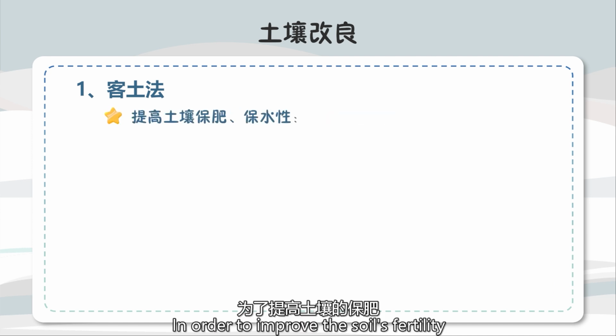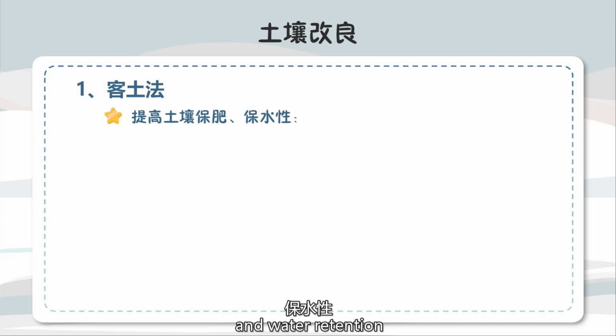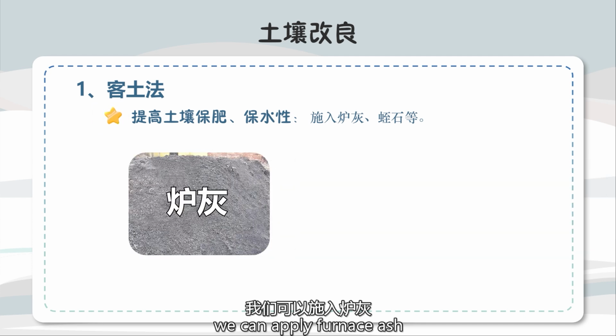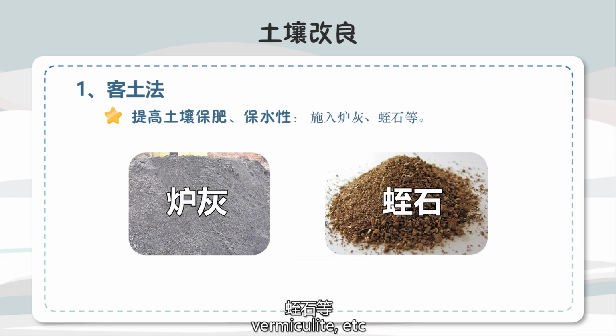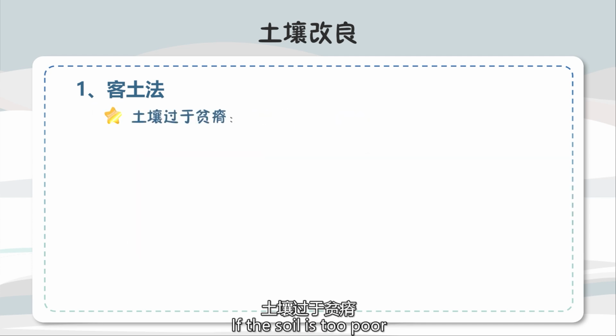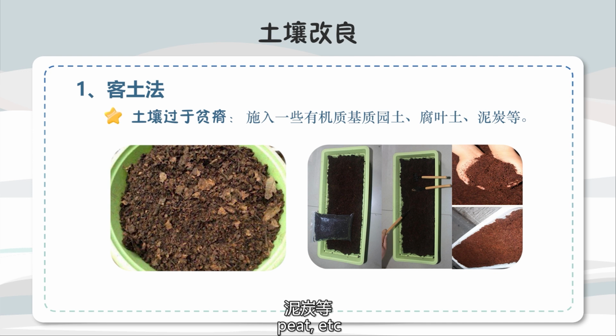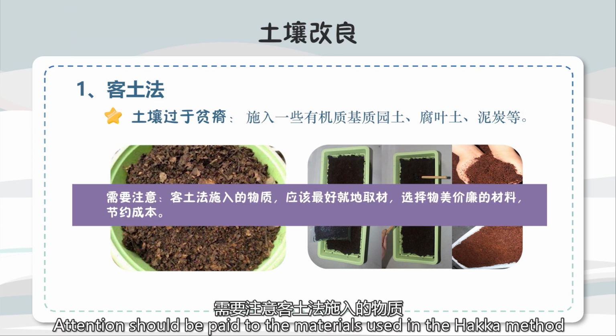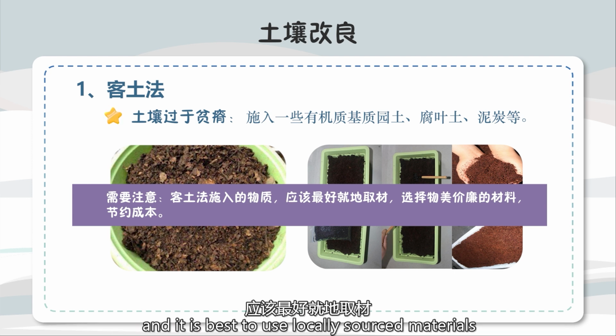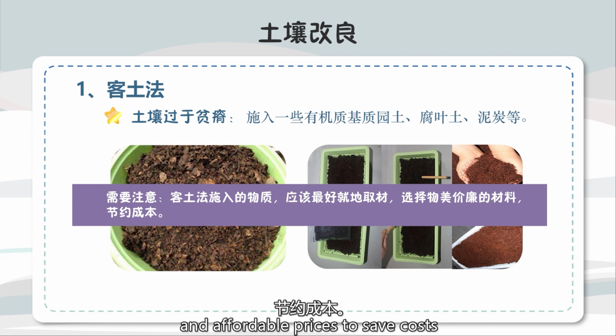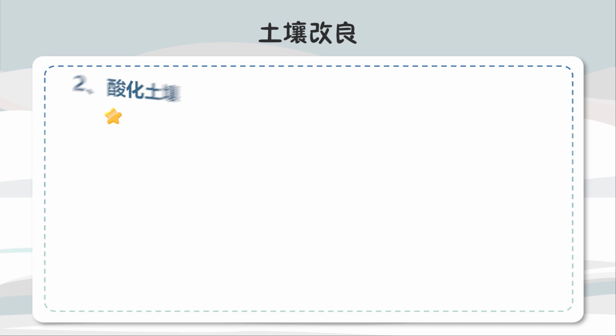In order to improve the soil's fertility and water retention, and prevent fertilizer and water loss, we can apply furnace ash, vermiculite, etc. If the soil is too poor, we can apply some organic matrix such as garden soil, humus soil, peat, etc. Attention should be paid to the materials used in this method, and it is best to use locally sourced materials with good quality and affordable prices to save costs.